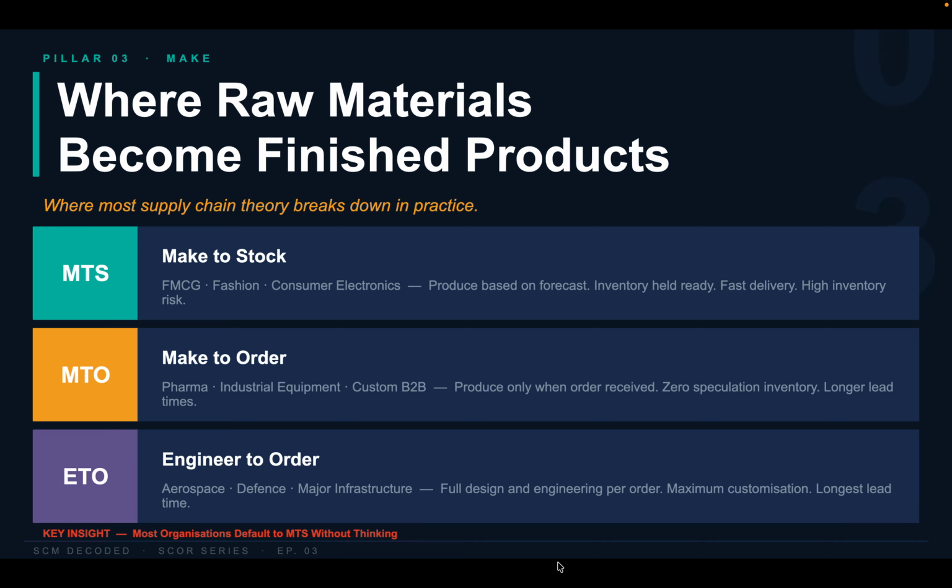See, most organizations default to make to stock without thinking, not because it is the right strategy, but because it is the familiar one. But that default will come with a cost if you do not use the right strategy.